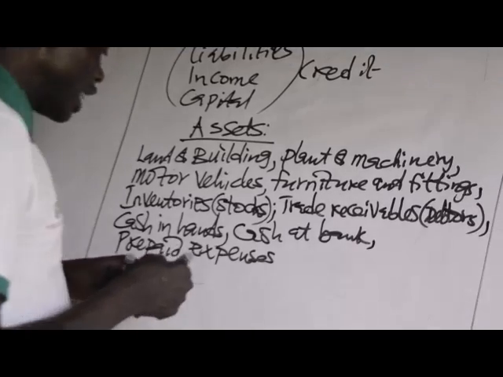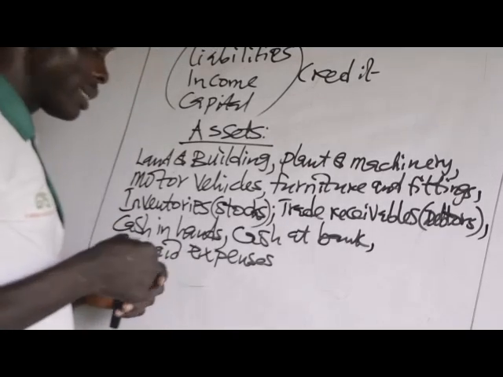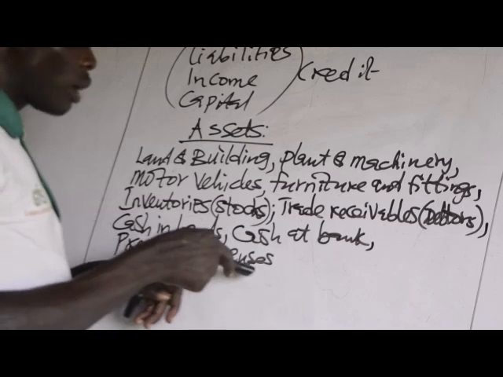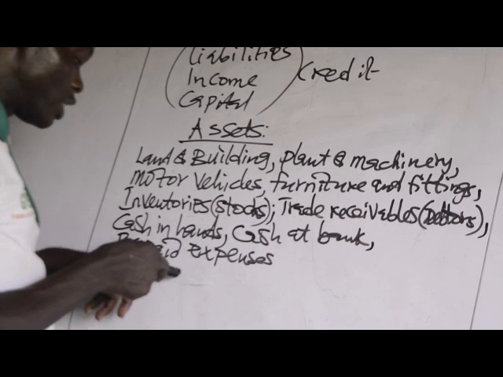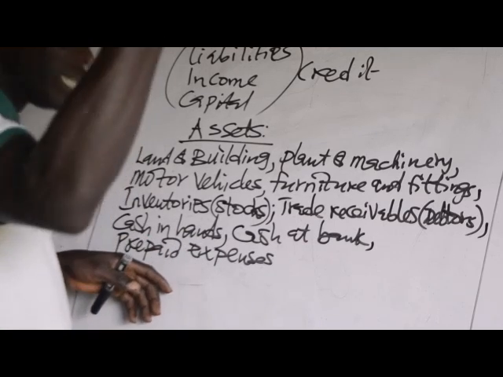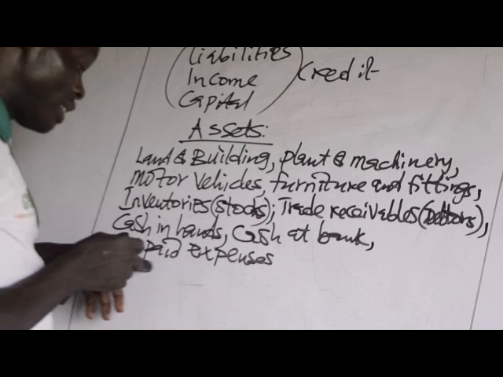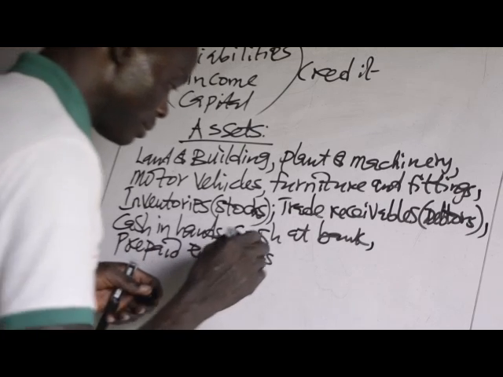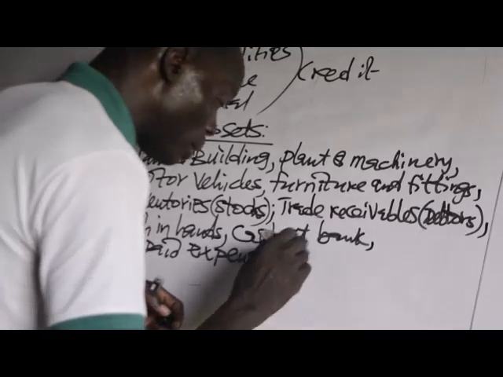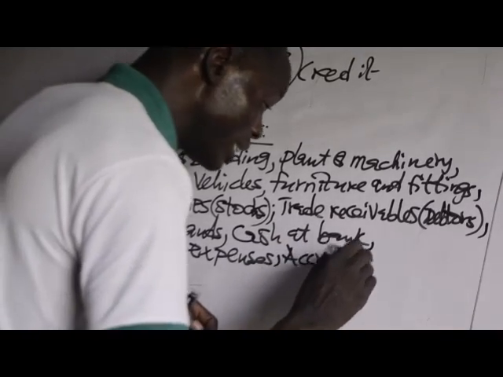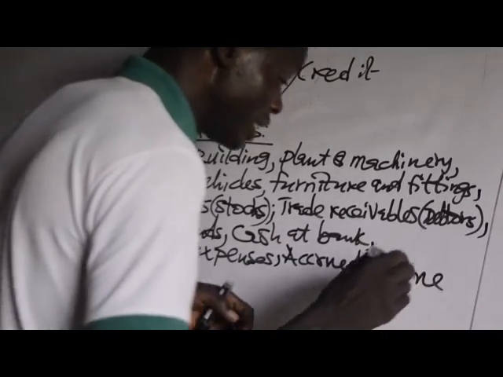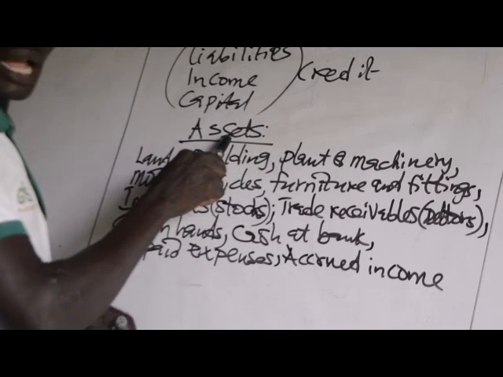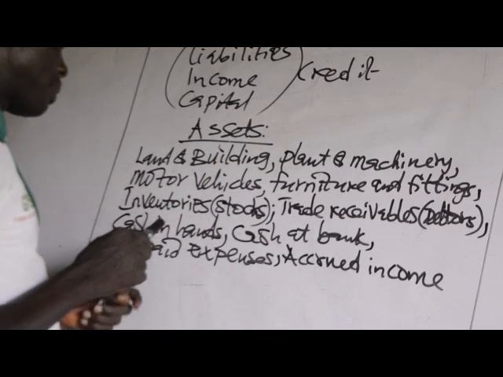So, expenses paid in advance. That means the period in which these expenses ought to have been paid has not yet become due, but the business paid it in advance. That means the service has not been enjoyed, but they have paid for it. It's an asset to the business. Accrued income is an asset. I said all assets should be debited in the trial balance.